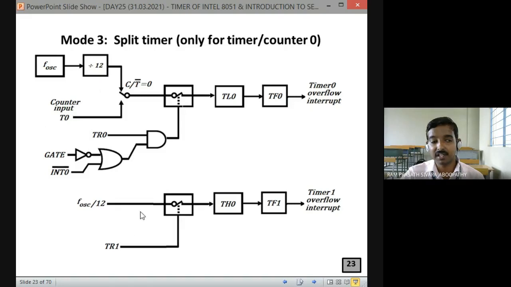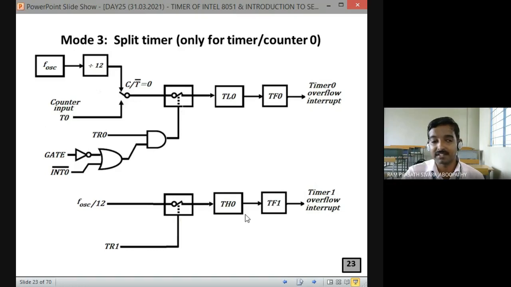Because of the mode configuration. See, if timer 0 is split into two, TL0 is a timer or counter, and TH0 can be only a timer, as we studied. That means the control bits are used from timer 1. So we control it using TR1, and TF1 is from timer 1. So we are going to use the timer 1 overflow interrupt.